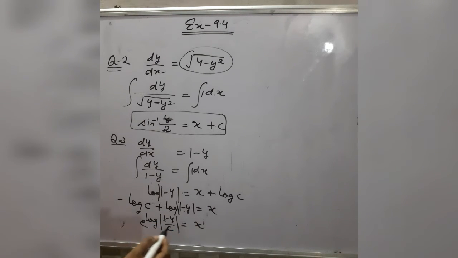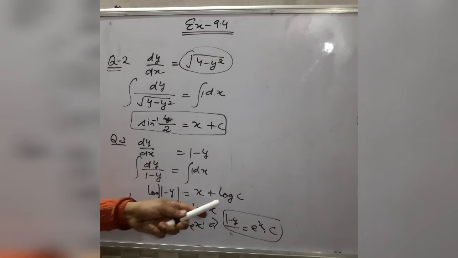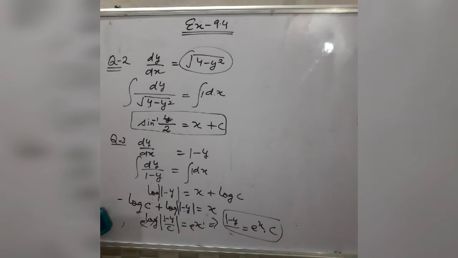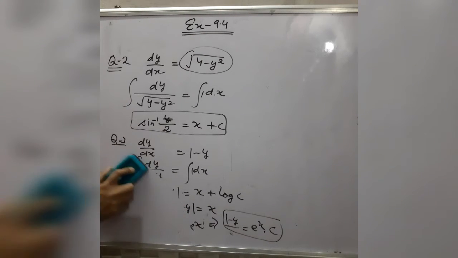Now taking exponential on both sides, this e is cancelled with log, so you will get (1 minus y) by c is equal to e raised to power x, or you can say 1 minus y is equal to e raised to power x into c. Or otherwise you can do up to this step, in place of log c you can write down c also. This solution also will be correct.